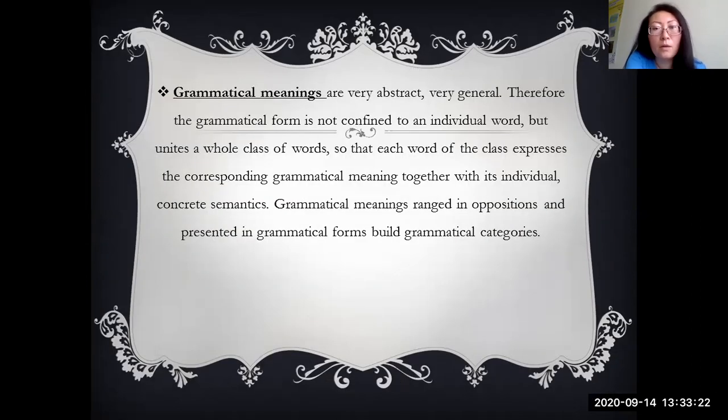Grammatical meanings are very abstract, very general. Therefore, the grammatical form is not confined to an individual word, but unites a whole class of words, so that each word of the class expresses the corresponding grammatical meaning together with its individual concrete semantics. Grammatical meanings ranged in oppositions and presented in grammatical forms build grammatical categories.